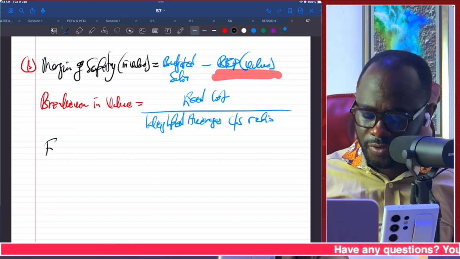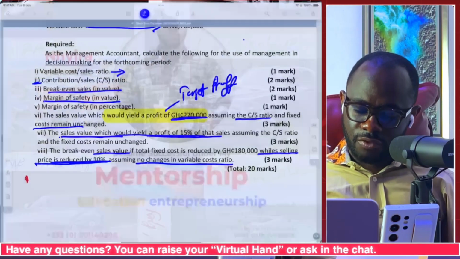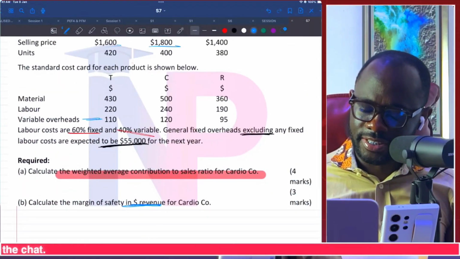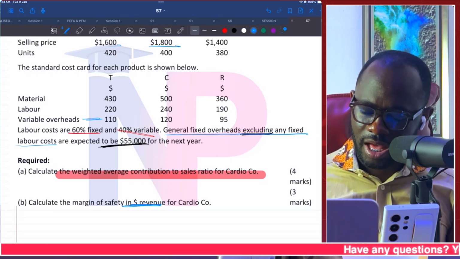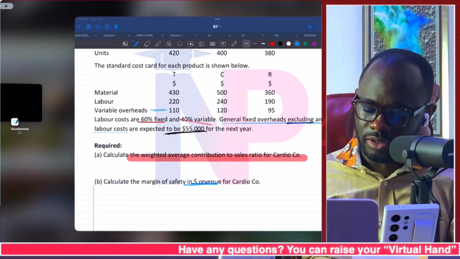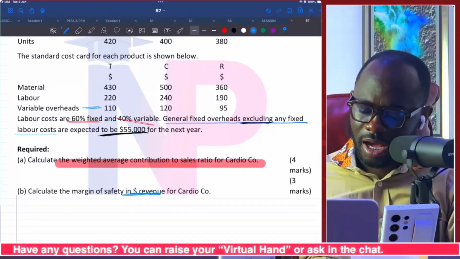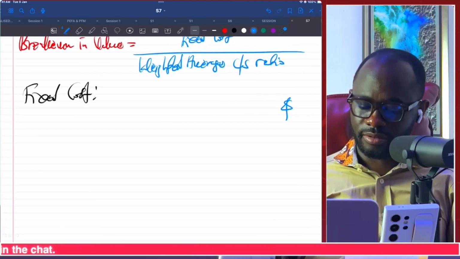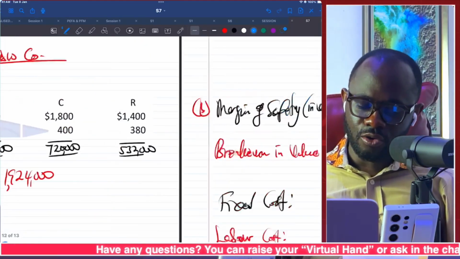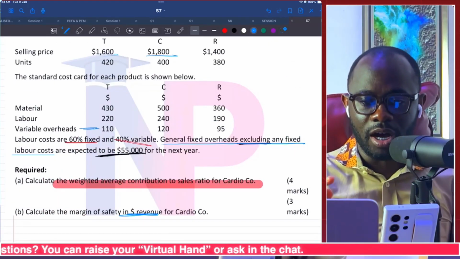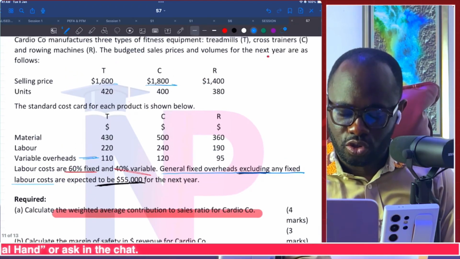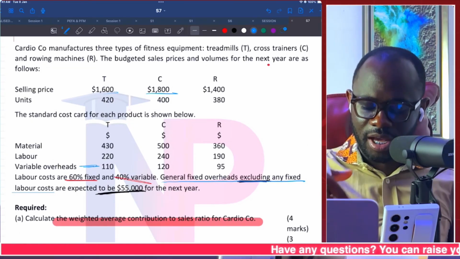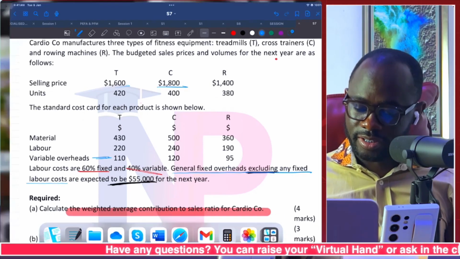So, fixed cost calculation. If you look at the question carefully, we are told that there is general overhead excluding any fixed labor cost, 55,000. But then the labor cost had a fixed component. So we need to calculate that quickly. So labor cost. The rule is that for each of the labor costs, 60% was fixed. So you're going to take 60% of the labor cost and then bring them up and then get the units in that particular case.